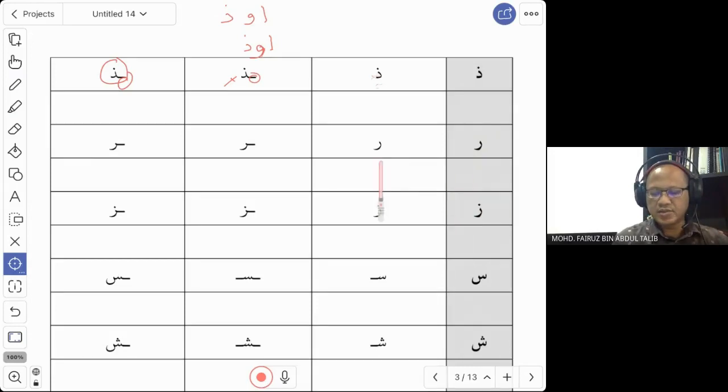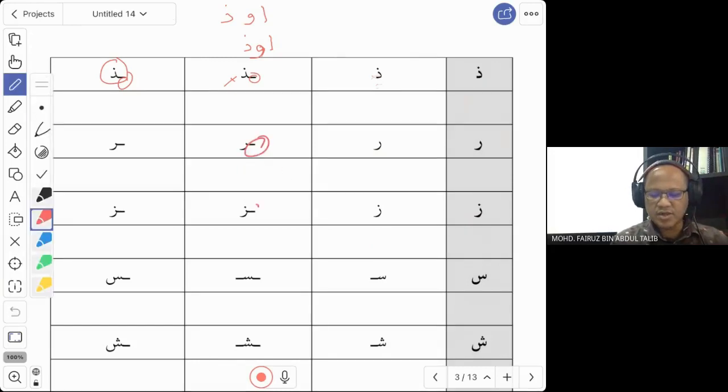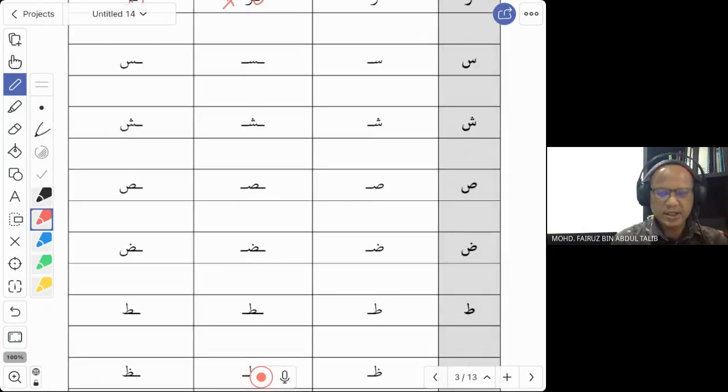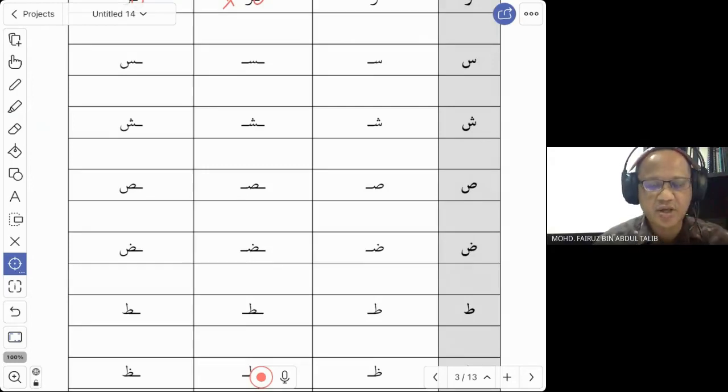Ra and zai. Basically, the rule for ra and zai is similar to zal. So this is the ra, the beginning zal. This is the medial. You can link to the previous one, but not to the next one. And this is the final shape of ra and also zai. I believe you can go through the notes on your own. If you have problem understanding it, you can always come back to me.